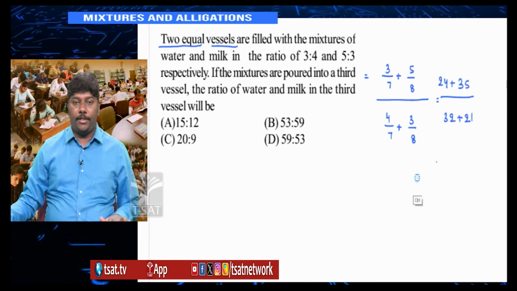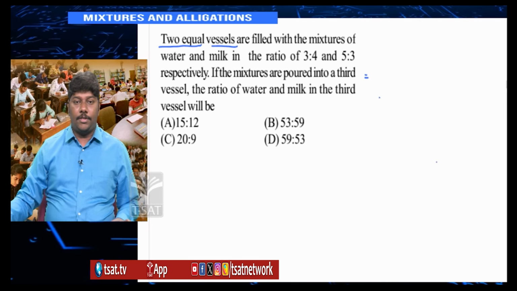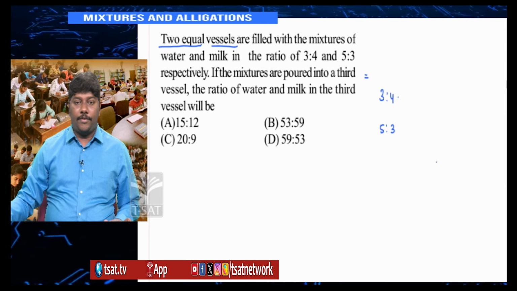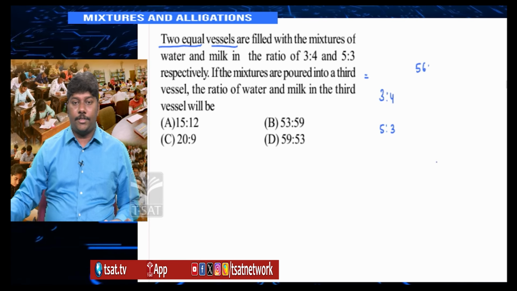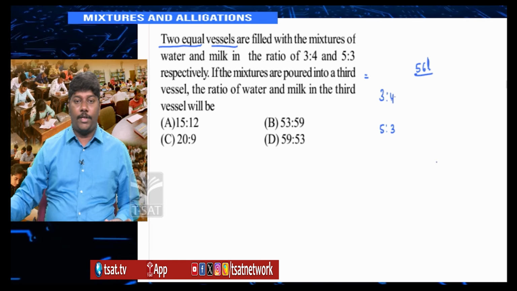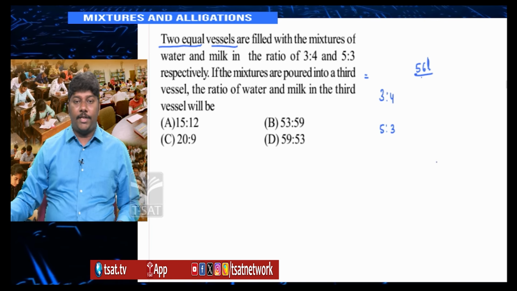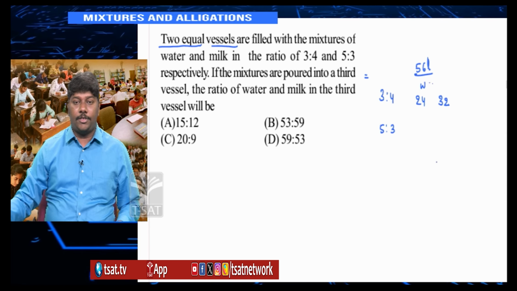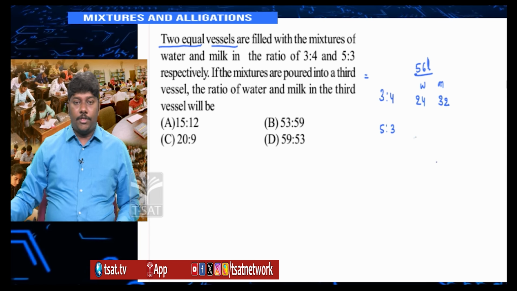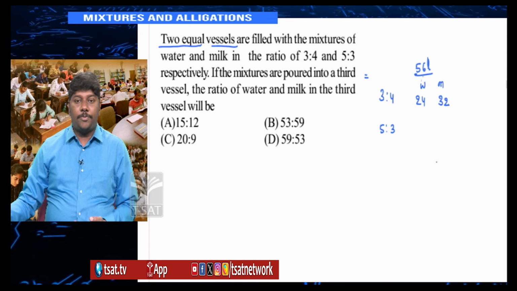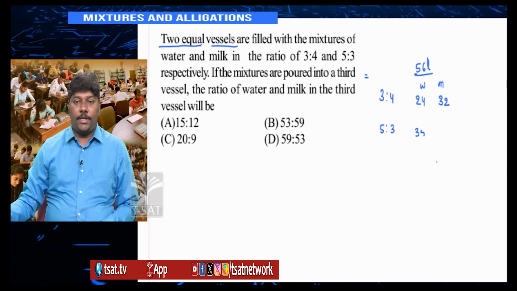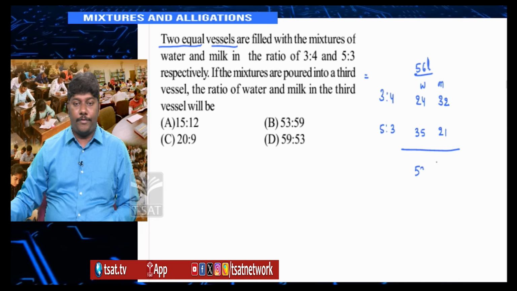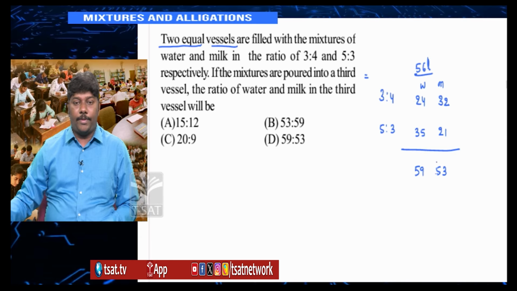The other way of doing it is by taking values. Take a value which is a multiple of these parts, 3:4, 5:3. 7 parts, 8 parts, take 56 liters. In this 56 liters, what is water and milk in the first one? 7 parts, so each part is 8. So 3 8s are 24, 4 8s are 32. This is water and this is milk in the first one. In the second one, 8 parts is 56, means each part is 7. So 5 7s are 35, 3 7s are 21. Therefore, how many liters of water are there in the third vessel? 59 liters of water, 53 liters of milk.